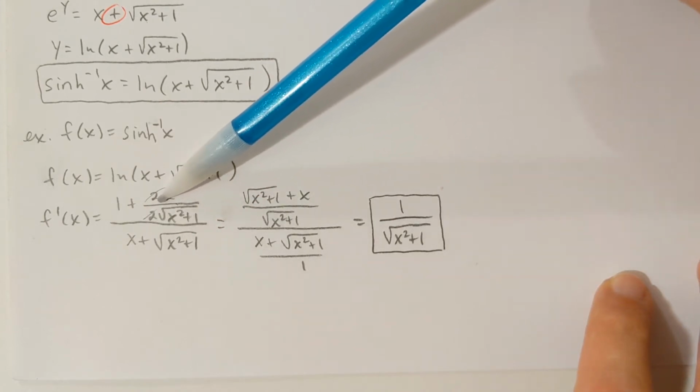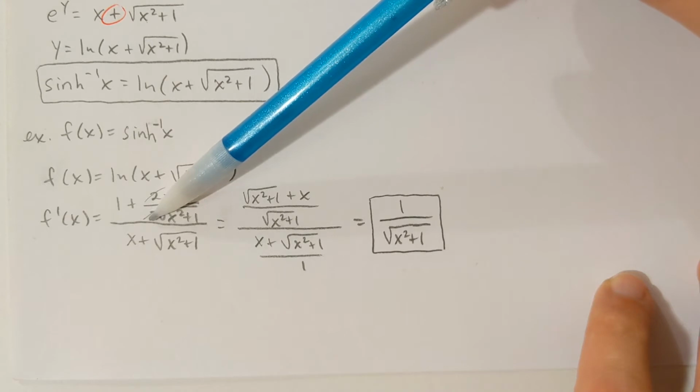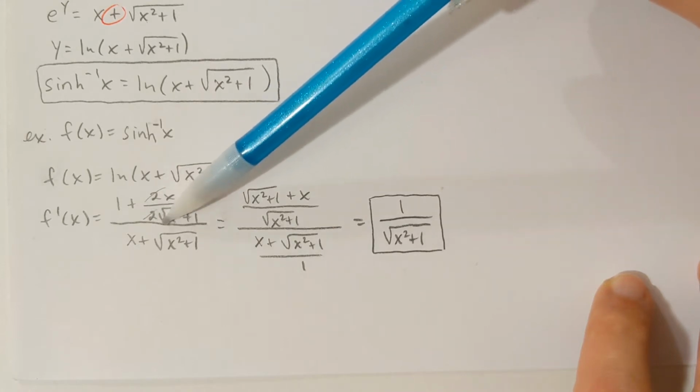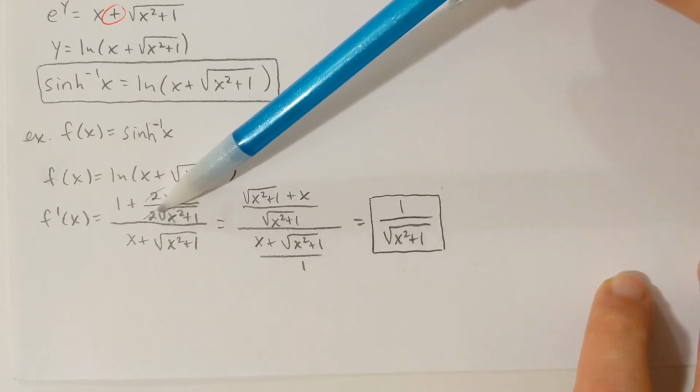You're going to bring down the power of 1/2, and so you're going to have 1/2 times (x squared plus 1) to the negative 1/2 times the derivative of x squared plus 1, that'd be 2x. Or in radical form, you're going to have 2x divided by 2 times the square root of x squared plus 1. The 2's will cancel there.